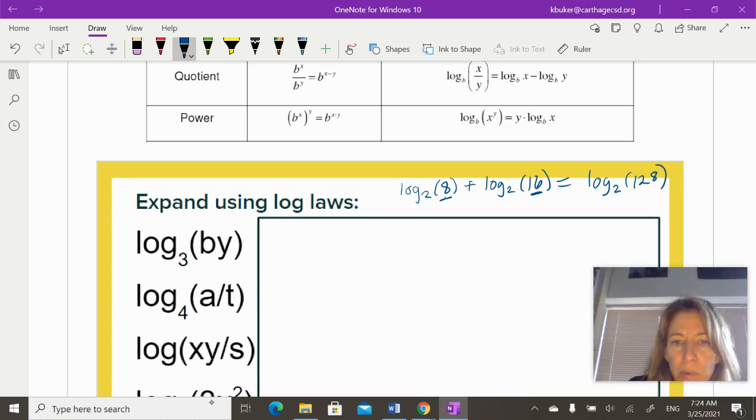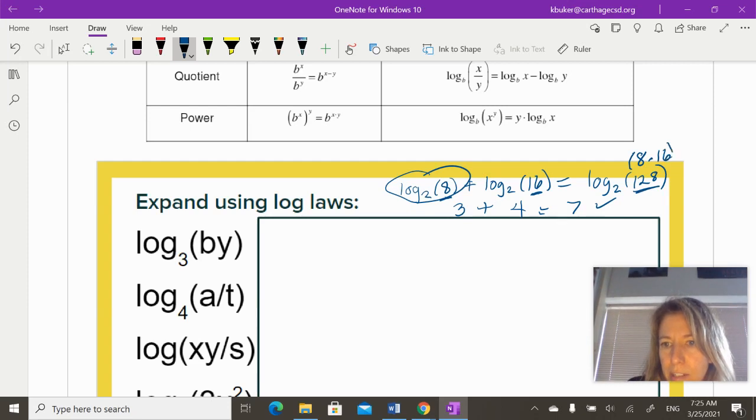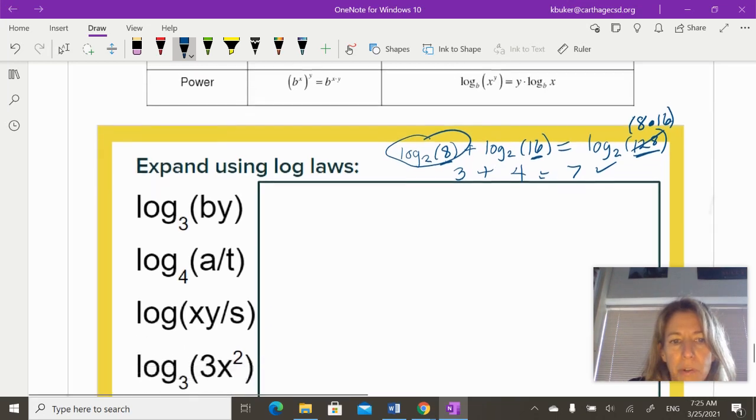If I evaluate these, hopefully we know log base 2 of 8 is 3, plus log base 2 of 16 is 4, and 2 to the 7th power is 128, so log base 2 of 128 is 7. You can see how this works. If I have a product, this is the same as 8 times 16. You can expand it, break apart this product and add the two numbers separately. That's what we're doing with the log laws.